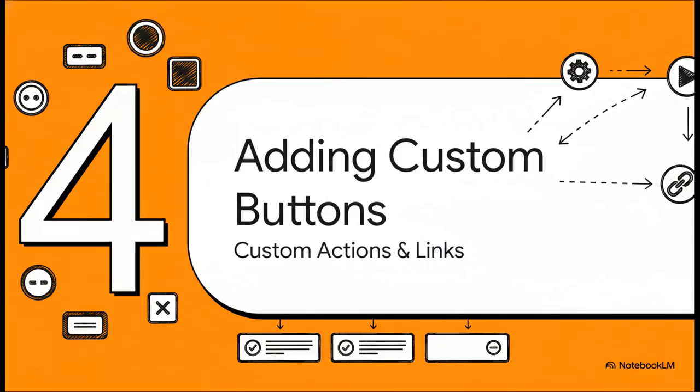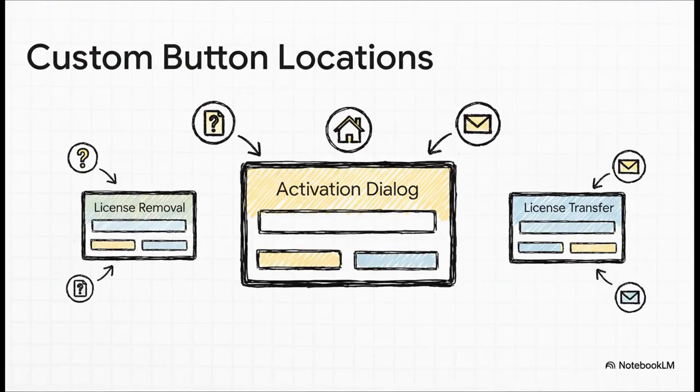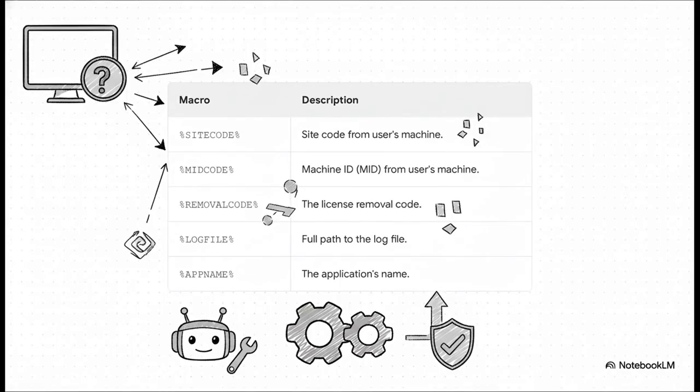Okay, let's switch gears a little. This next feature is super cool because you can use it with any of your dialogues, default or custom. Let's talk about adding custom buttons. So, where can you put these things? You can add up to 4 custom buttons on the activation dialog and up to 2 each on the license removal and license transfer dialogs. This is perfect for stuff like adding a buy now link, a help button, or a quick way for users to contact support.